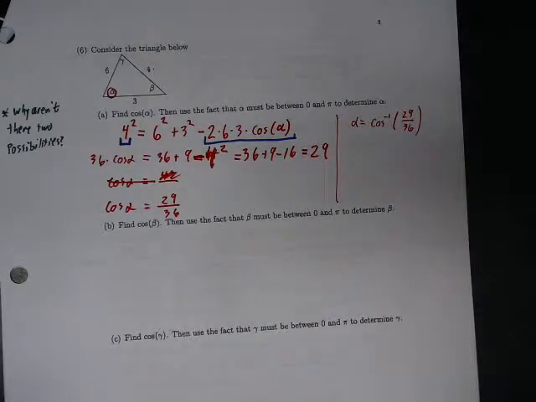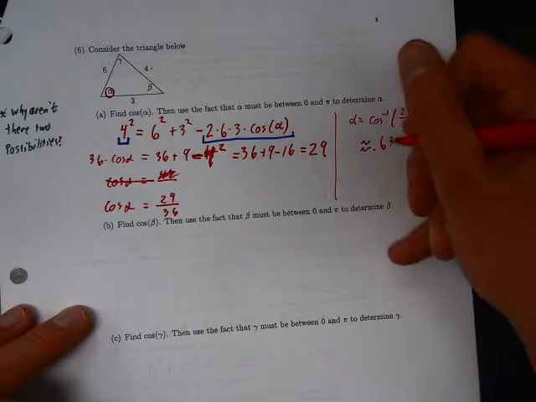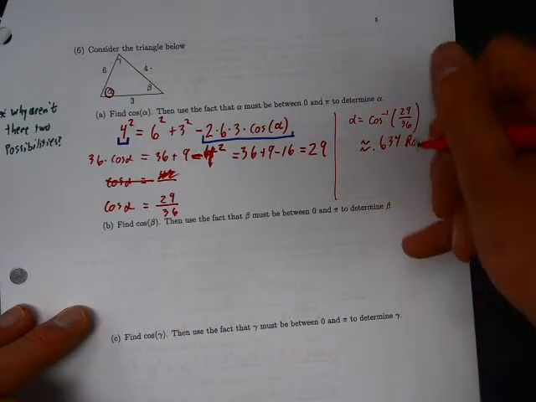And 29 over 36, there's no simplification to make there. There's no common factor in the numerator and denominator. And if you wanted a decimal approximation, you would now bust out a machine. What's the arc cosine of 29 over 36? 0.634. Somewhere around 0.634 in radians.